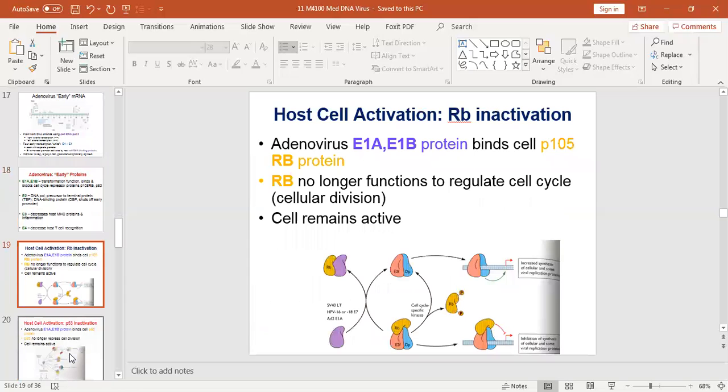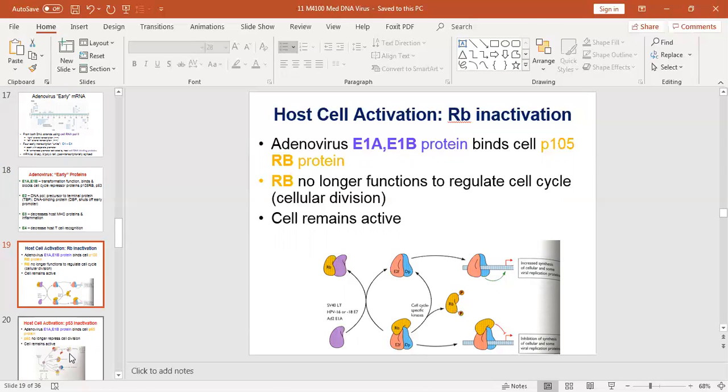Moving to slide number 19. One of the mechanisms by which adenovirus E1A/E1B protein activates the host cell is via RB inactivation, whereby this protein E1A/E1B binds to P105 RB protein. RB no longer functions to regulate cell cycle or cellular divisions, and cells will continuously undergo cell cycle and proliferation.